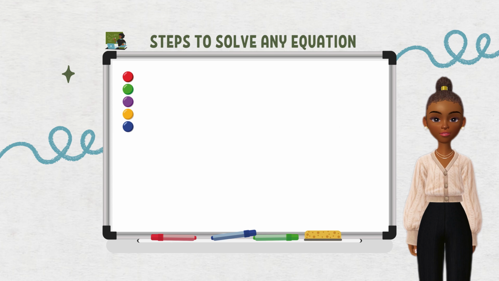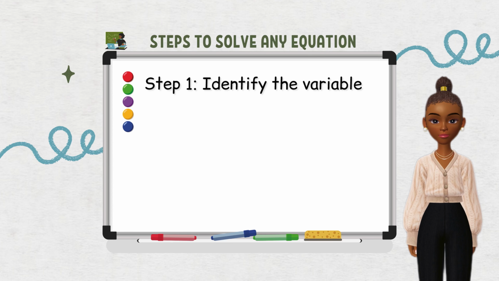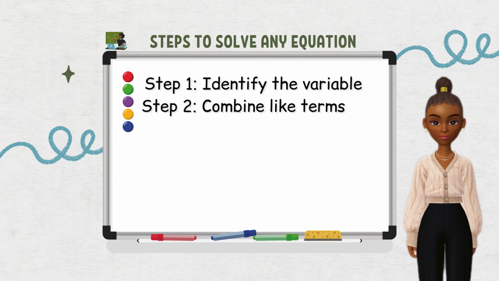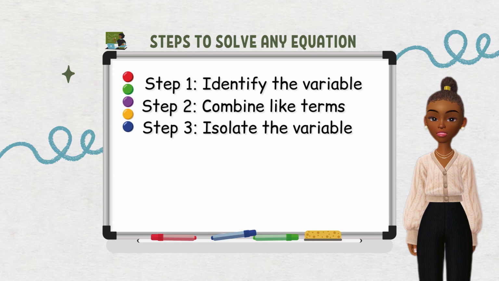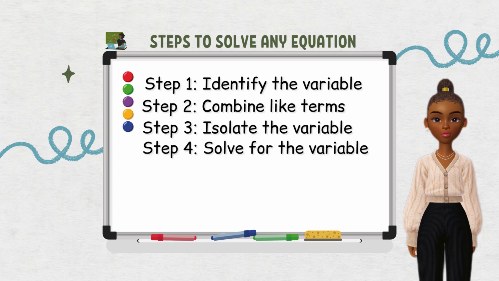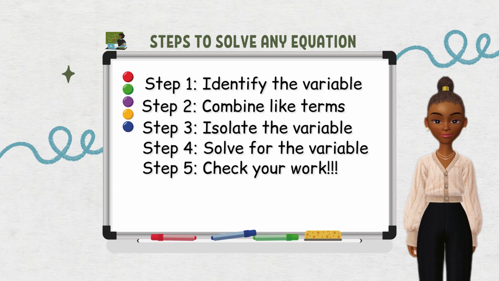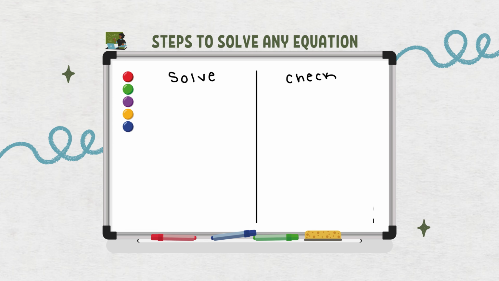So here's a quick summary. Identify the variable. Combine like terms using inverse operations. Isolate the variable. Solve for the variable, and check your work. Let's get started with example 1.